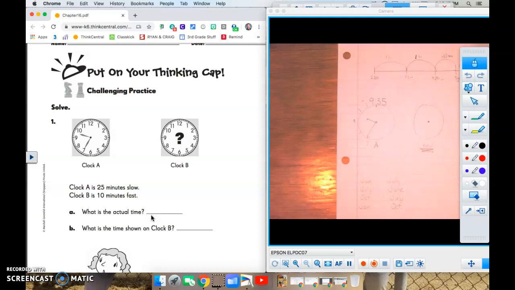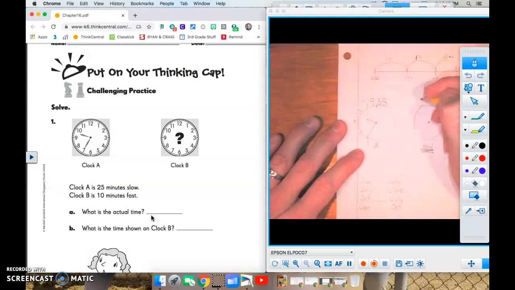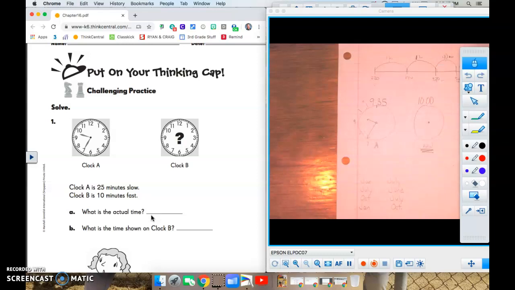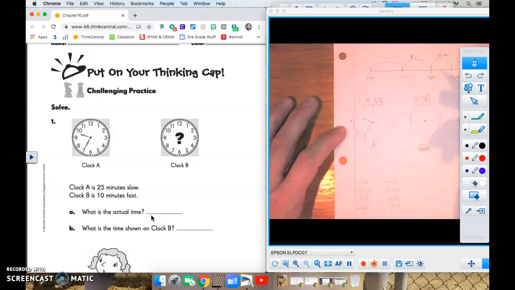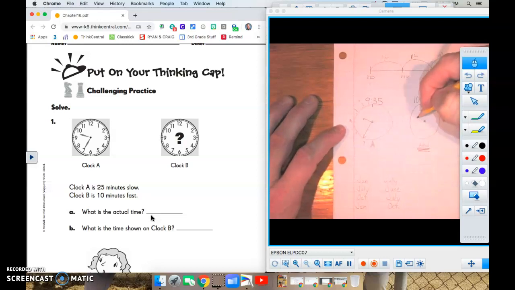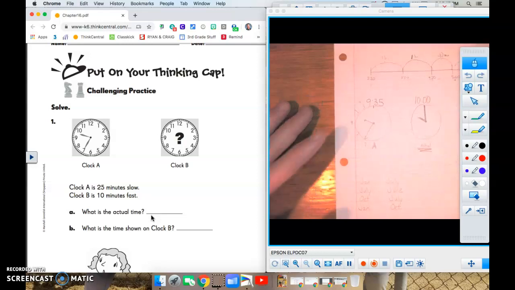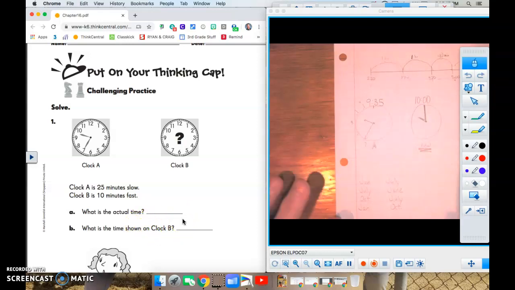And we are at exactly 10 o'clock. Okay, it's 25 minutes slow. Okay, hour hand is about here at the 10. Minute hand is straight up and down at the 12. We're at 10, okay?